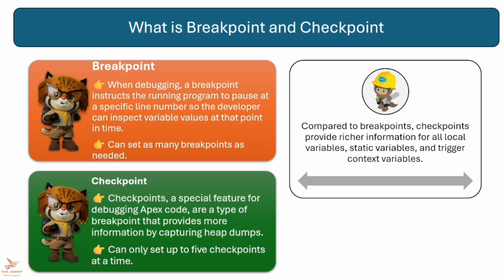Another thing that we have here is the checkpoint. A checkpoint overcomes one of the limitations of the breakpoint. If you are using only a breakpoint, you cannot see the values available in collection variables. For example, if your collection variable has hundreds of records and you hover over that variable, it will not show you those values. To do that, you should use a checkpoint. It's a special feature for debugging Apex code, and the checkpoint will capture more heap dumps.